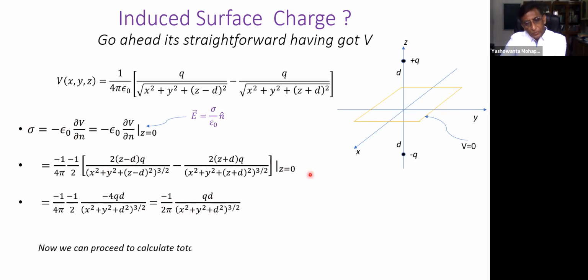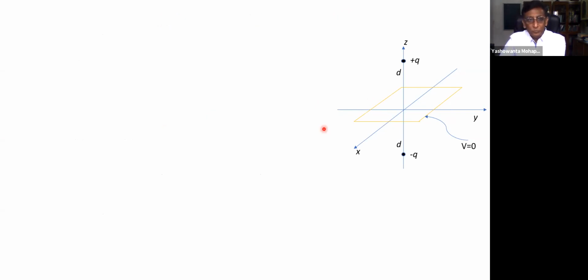Now we can proceed to calculate the total charge. We know sigma now at all places in x, y, z. So if I integrate this sigma over the whole plane, then I can find out how much charge is induced on the plane. You can guess what it should turn out to be: of course, minus q. So let's see if that happens.